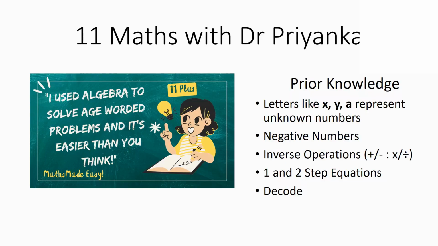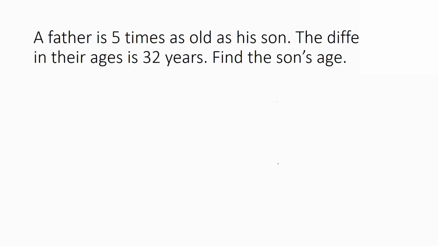For that, the prior knowledge required is a familiarity with algebra notations, which are the letters, negative numbers, multiplication, division, plus and minus, all four operations, then inverse operations, one and two step equations which we have solved in the last couple of videos, and decoding the worded problem, so what the words mean in mathematical operations. So we will look into that in our next example.